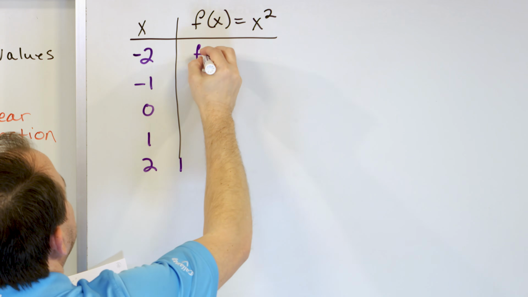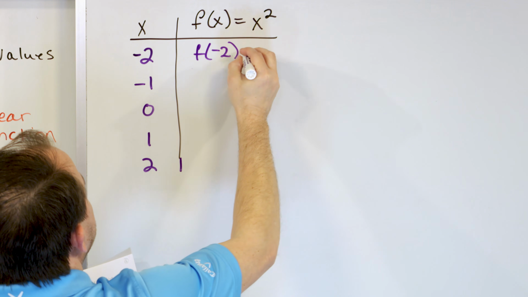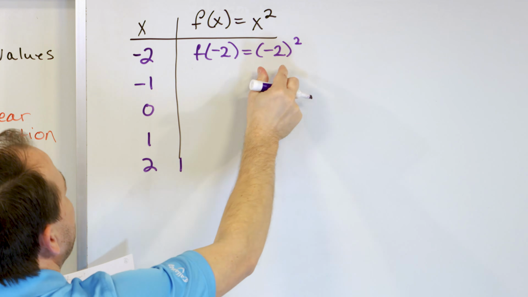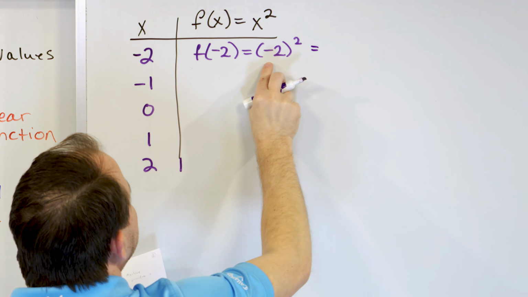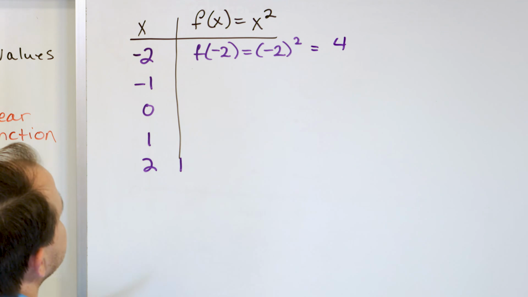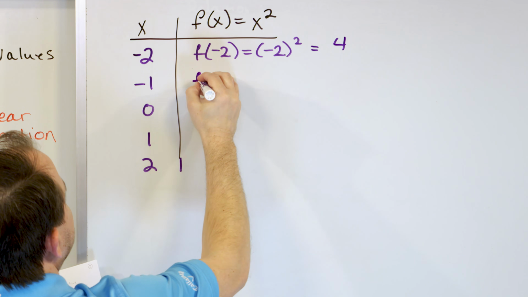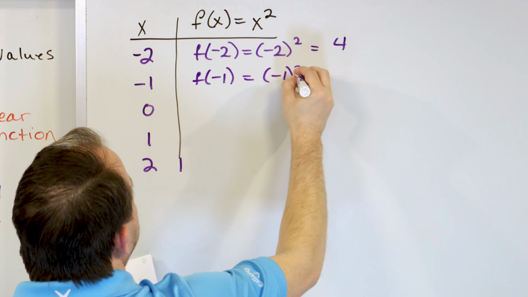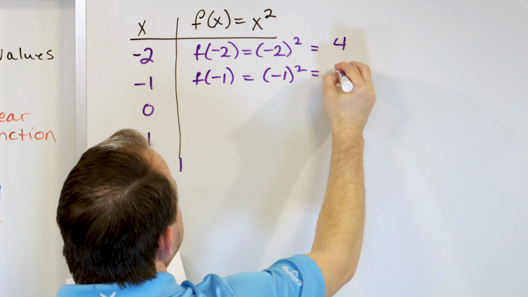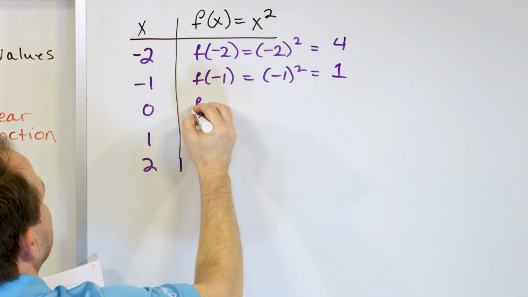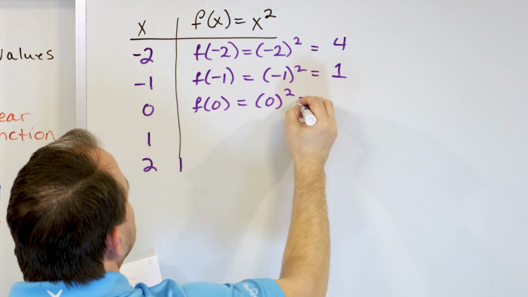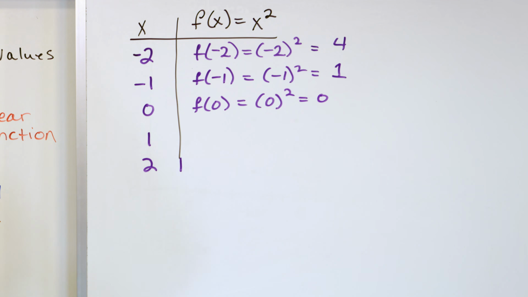So we'll take and operate on the first one. f of -2 is -2 squared. Make sure you stick the entire negative quantity in to be squared. -2 times -2 is +4. Here, we'll have the function evaluated at -1. Stick the -1 in there. -1 times -1 is +1. We'll evaluate it at 0. 0 squared, 0 times 0, is of course 0.